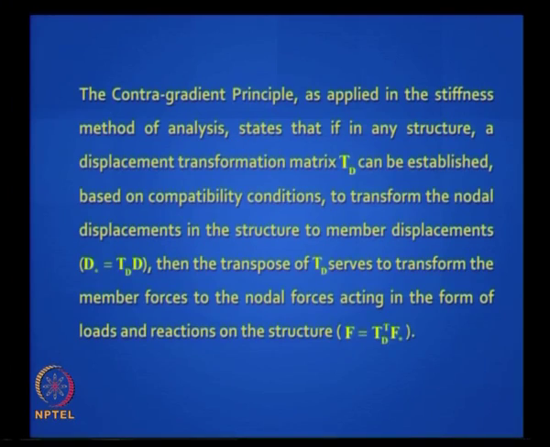Is this proof crystal clear? It is a simple proof, a beautiful proof. Let us apply this proof. But before that, a statement. The contragradient principle as applied in the stiffness method of analysis states that if in any structure a displacement transformation matrix TD can be established based on compatibility conditions to transform the nodal displacements in the structure to member displacements, d star equal to TD d, then the transpose of TD serves to transform the member forces to the nodal forces acting in the form of loads and reactions on the structure. F is equal to TD transpose F star.